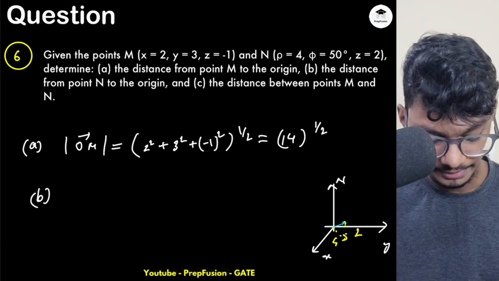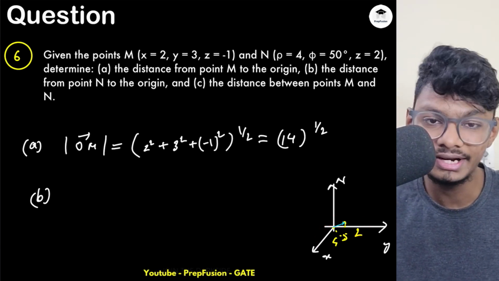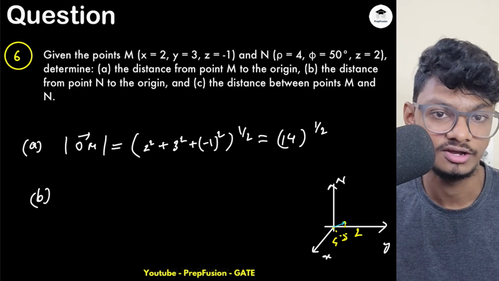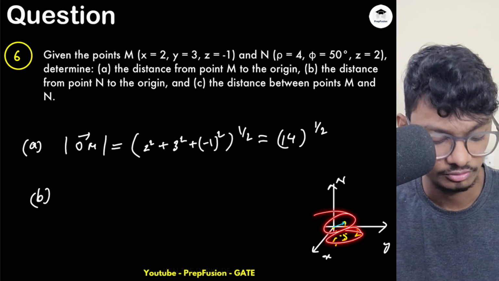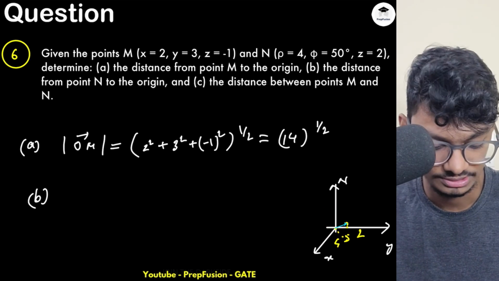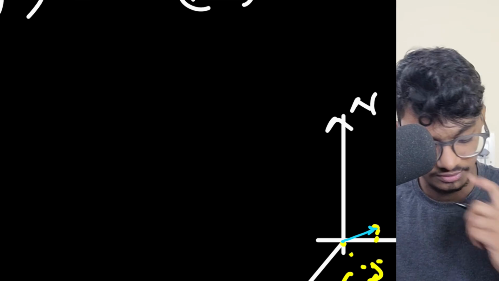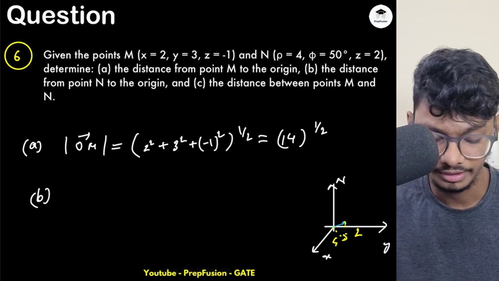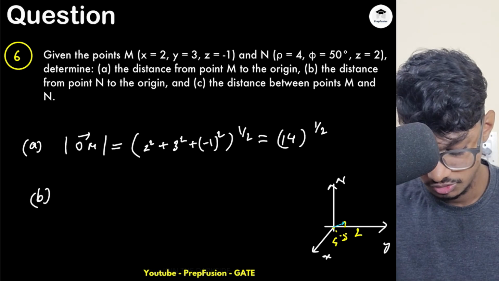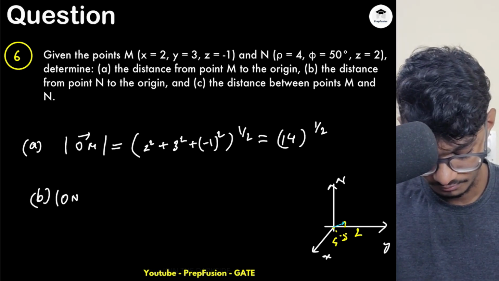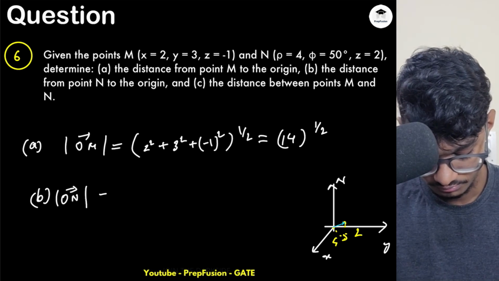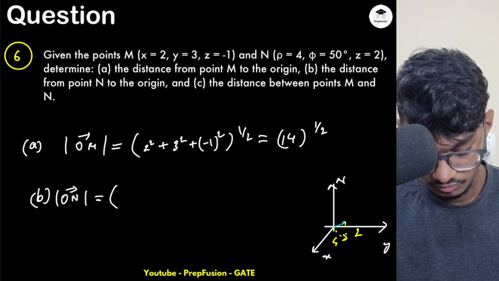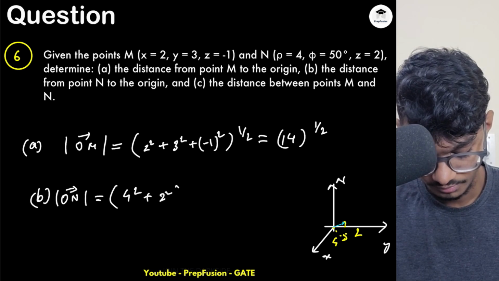This will be simply like the Pythagoras theorem, right? 4 square plus 2 square. So did I need any value of phi? No, right? I didn't need any information of phi. Without phi as well, I could have computed this distance, the distance of the point N from origin. So this will be simply 4 square plus 2 square whole under root.